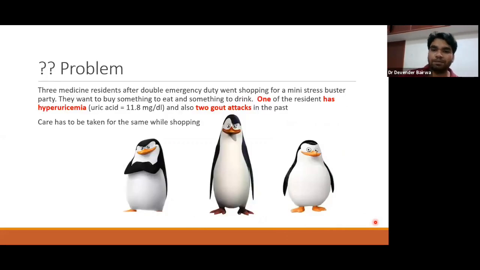So coming back to our basic problem, the case scenario was that there were 3 medicine residents. After a double M duty, they wanted to have a mini party. One of the residents has hyperuricemia with a uric acid of 11.8, and also 2 gout attacks in the past. So whatever they want to buy for drinking and eating, they wanted to make sure that this resident's uric acid should not increase.